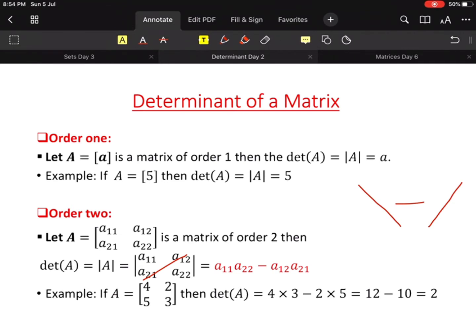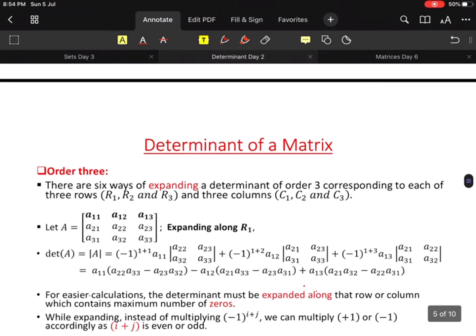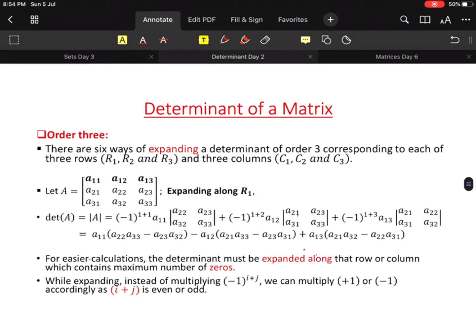So that's how we find the determinant of a matrix of order 2. Now let's move on to the next slide. Now the most important part: the determinant of a matrix of order 3, where there are basically 6 ways of expanding a determinant of order 3, corresponding to each of the 3 rows and 3 columns.